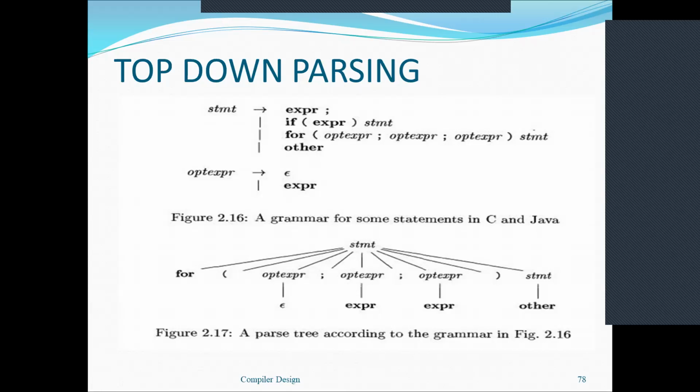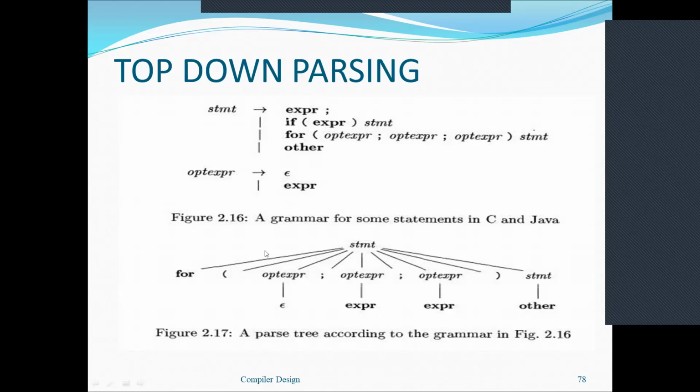Now with this we can further expand the parse tree like this. Your opt expression can be null, meaning you don't want to put any expression there. If there is no expression mentioned, it is a null statement. Or you can have an expression for all three opt expressions. Any of these can be null, any of these can be an expression, and the statement can be any other statement. So this is one of the parse trees of your statement.